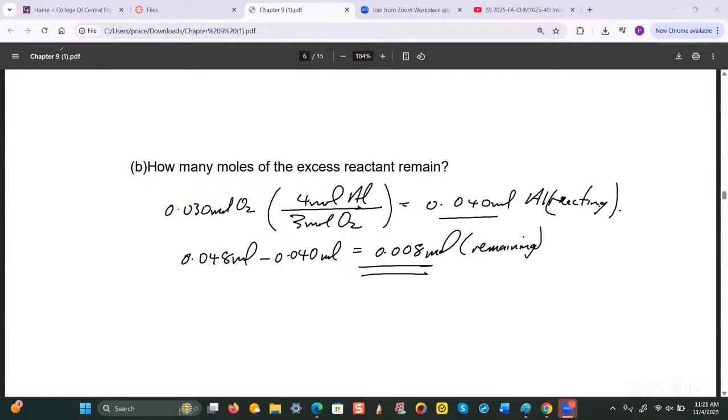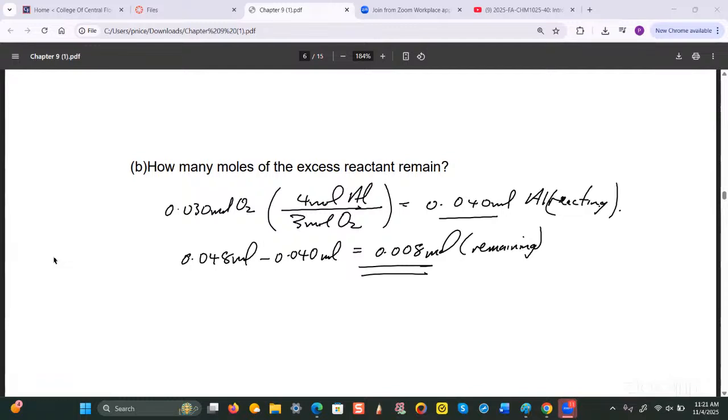Oh, thank you, Miss Cole. Okay, and that's the answer to the B part. That's the amount of excess reactant that will remain. Any questions about this one? Okay, let's move along.